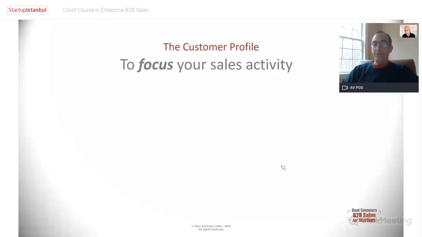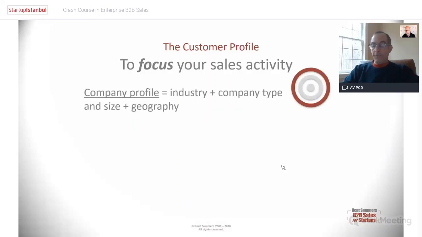Again, it's to focus your sales activity. The profile consists of three elements. First is the company profile, which consists of an industry, a company type, and size, and geography. So, for example, the financial services industry of type family office that manages over 50 million in capital within 25 miles of Boston. That's a good example of a well-defined company profile.